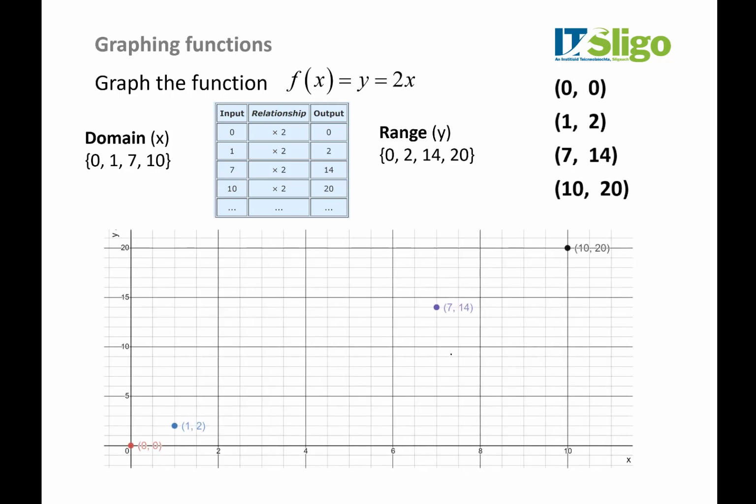And we plot these on a graph. So here's my horizontal axis, my vertical axis, and there's the point 0, 0. There's the point 1, 2, because that's 1, that's 2. Here we then have the point 7, 14. So notice how it's always the x value first. And 10, 20. Finally then, we draw a best fit line.